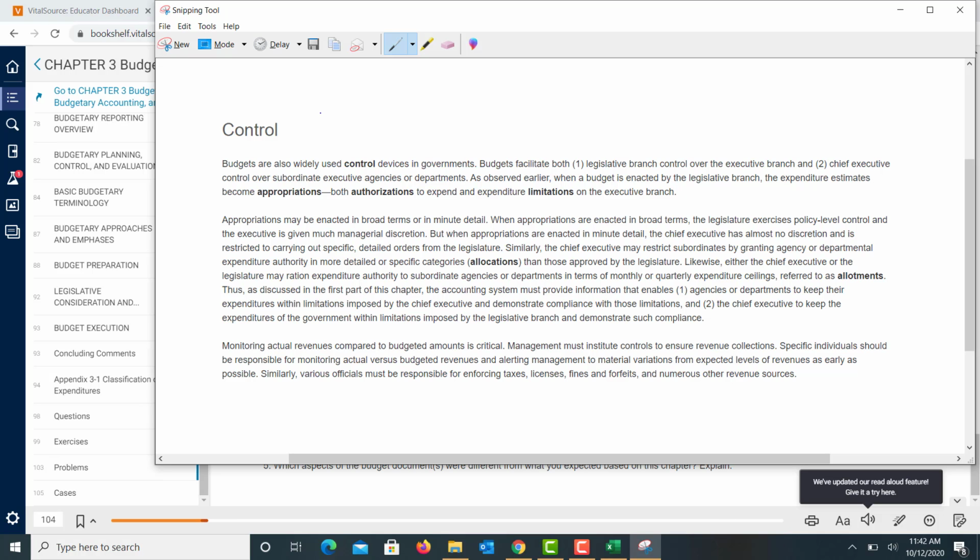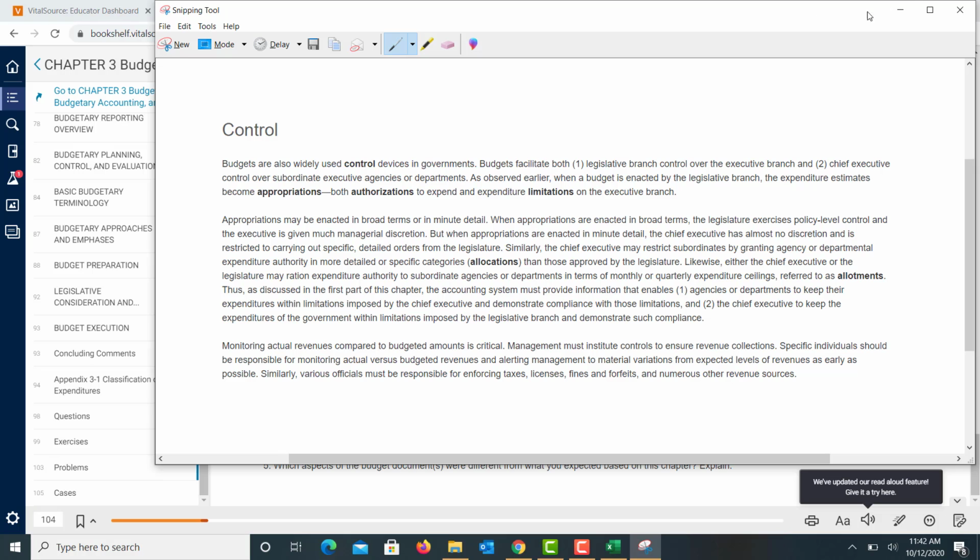it gives an example like agencies or departments to keep their expenditures within limitations imposed by chief executive and demonstrate compliance with those limitations, or number 2, chief executive to keep the expenditures of government within limitations imposed by legislative branch and demonstrate such compliance. So, the key thing is to make sure that there's authorizations to expend and that there's limitations.